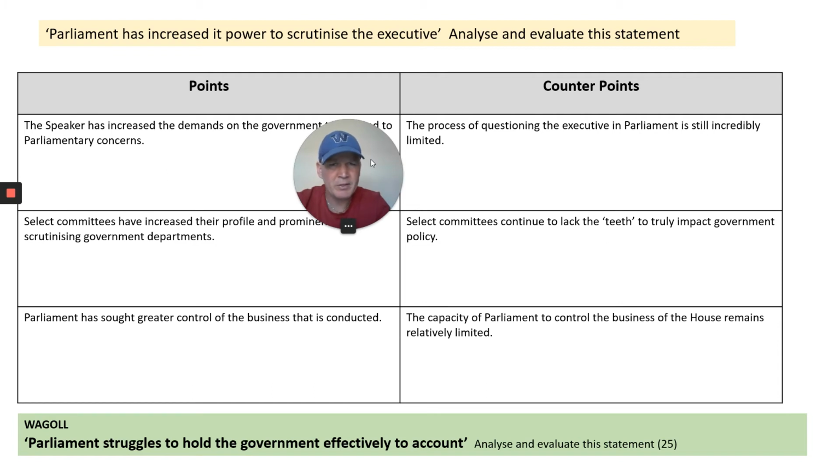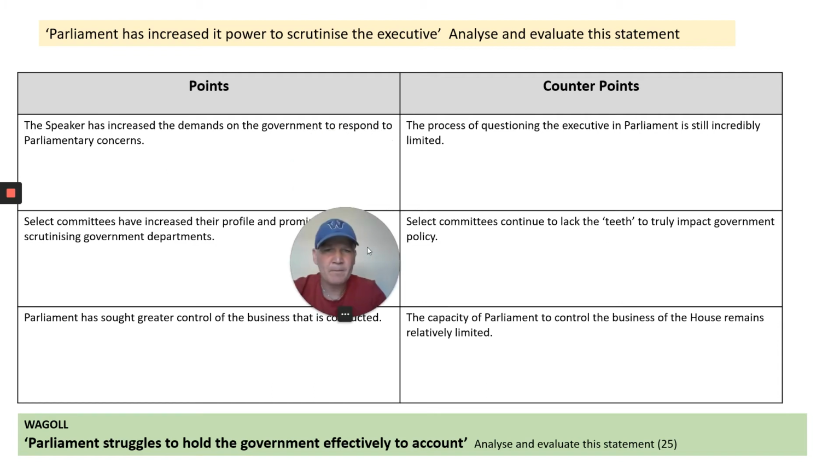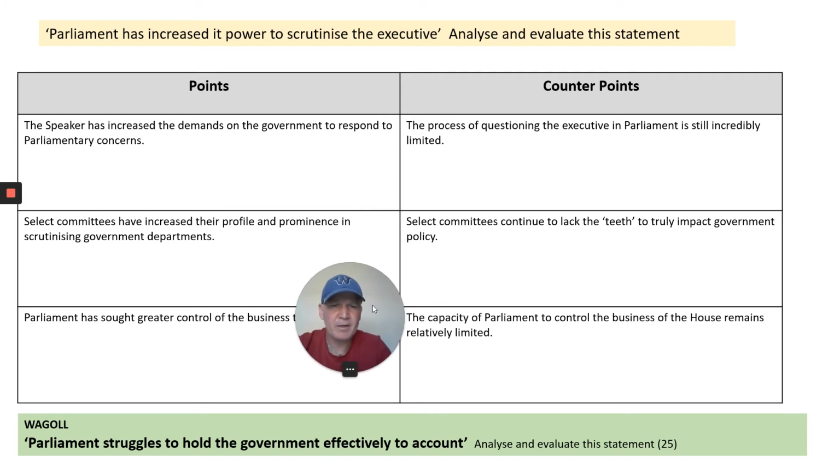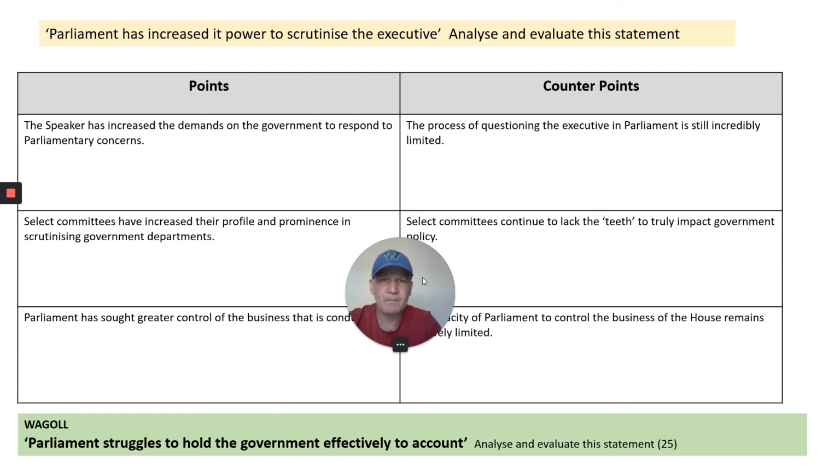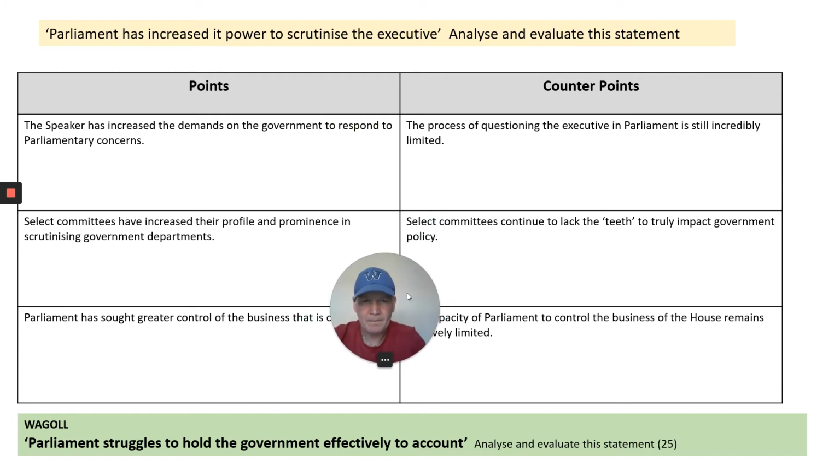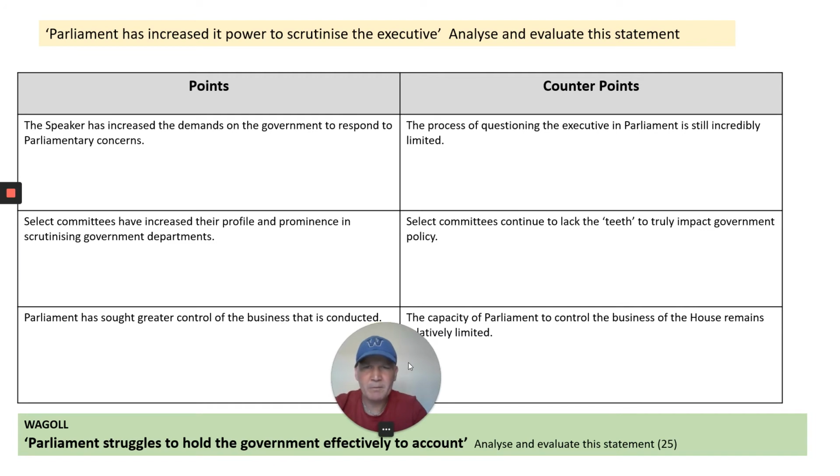The process of questioning the executive and its limitations, the difficulties the select committees have in having an impact, and the fact the executive continues to dominate in how the business of the House is run. So there you have the argument. You'll have this waggle to help you with it, okay?